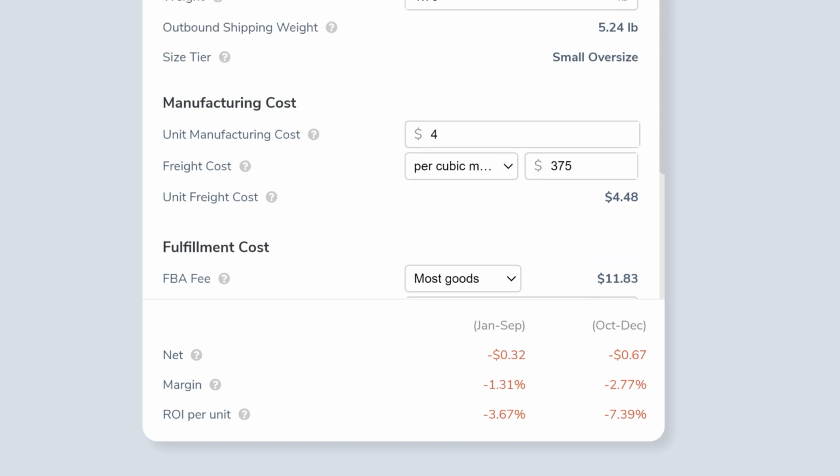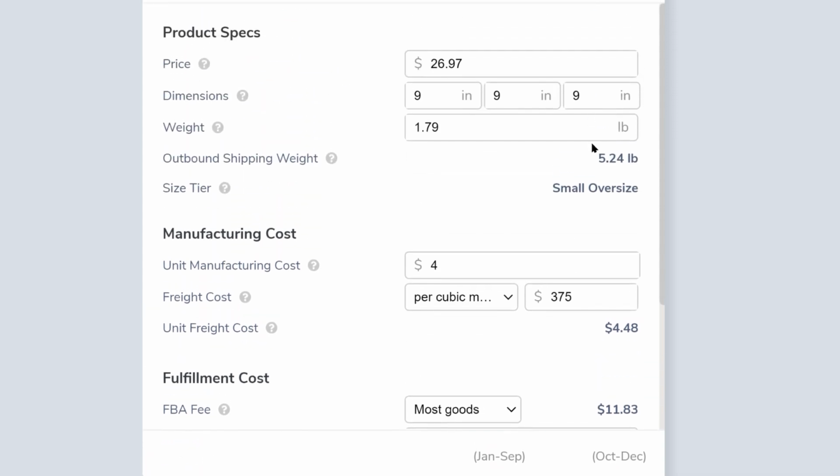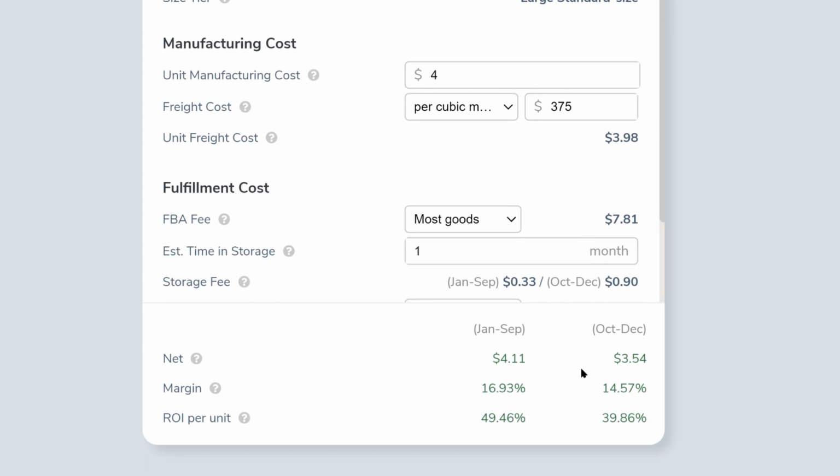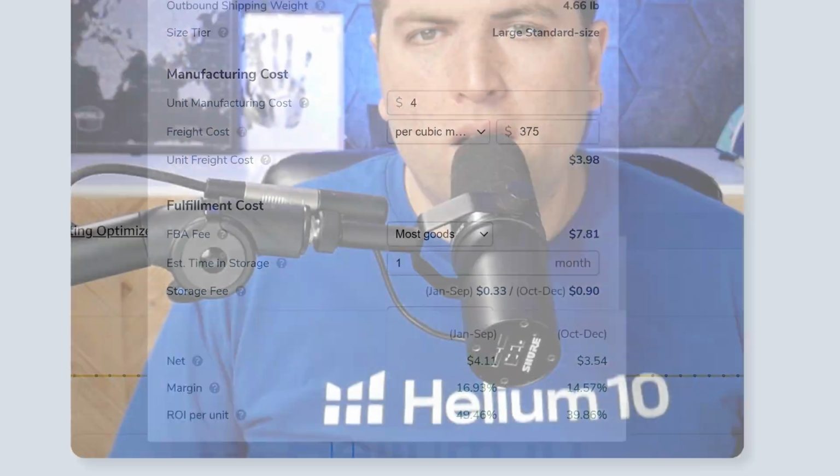But maybe you figure, you know what? I bet if I just take 1 inch off of one side of this, I could maybe save some money. Well, if you go ahead and put that 8 right here, that negative profit turns into a $4 profit, almost a $5 difference. So this is the beauty about using the Helium 10 profitability calculator. You are able to instantly see what kind of profit you might make on a product, and even play around with dimensions so that you can make sure that you have got the most profitable product that you can have on Amazon.